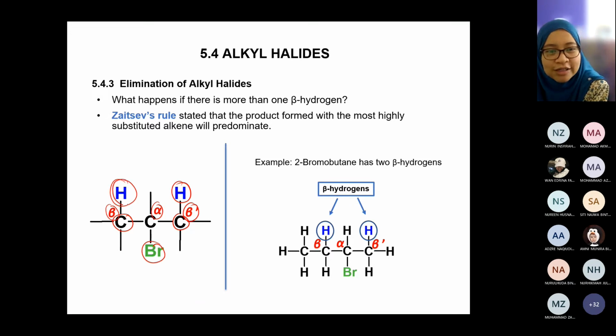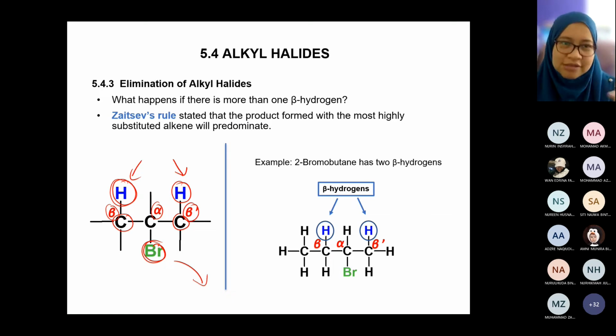Sebab dia kena keluarkan satu daripada beta, one of the hydrogen from beta carbon. Tapi ada dua pula beta ni. Nak buang dekat sini ke? Nak buang dekat sini. Ya, ni tak ada masalah. Ni memang out. Confirm. Hydrogen tu nak buang. Satu hidrogen kena buang daripada adjacent carbon. So which one? Bila ada, mana satu ah? There's a rule to decide on that. So senang nak membantu kita untuk decide.